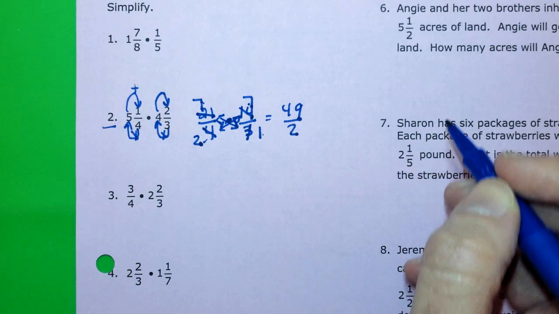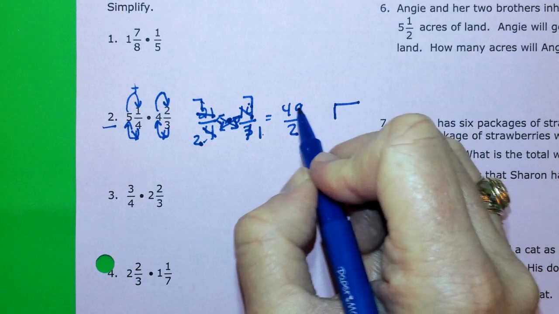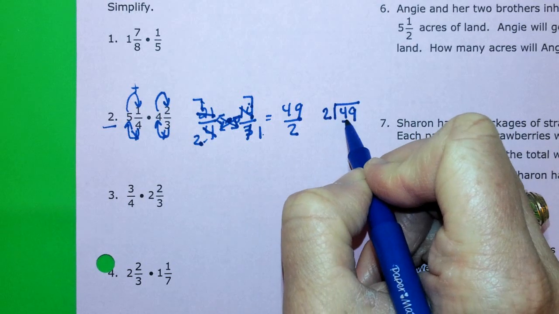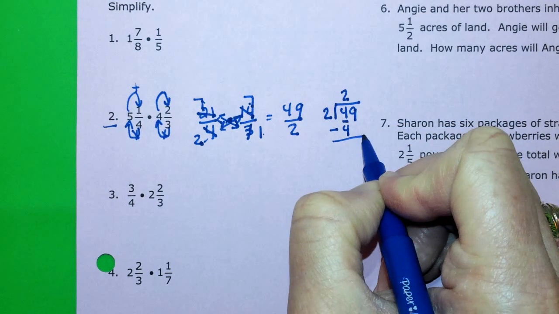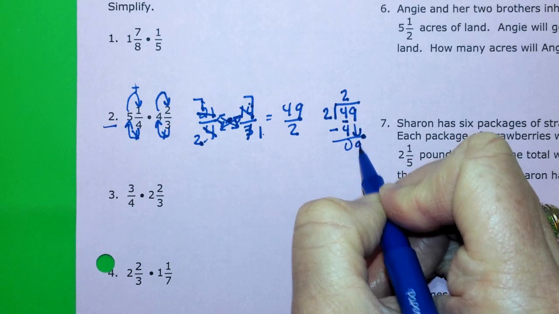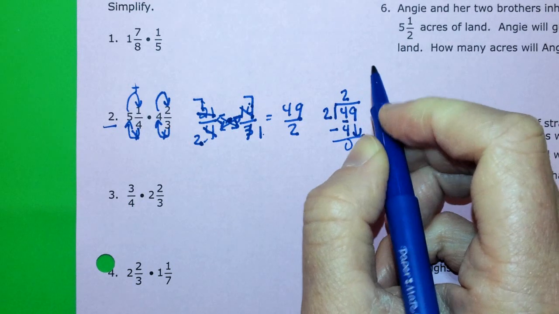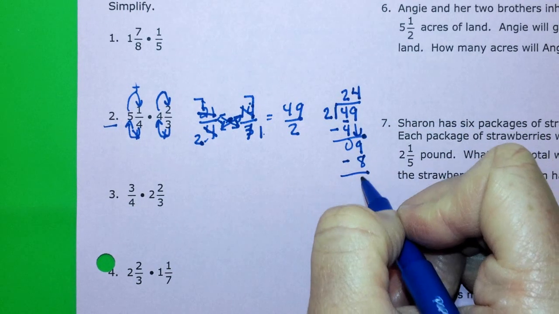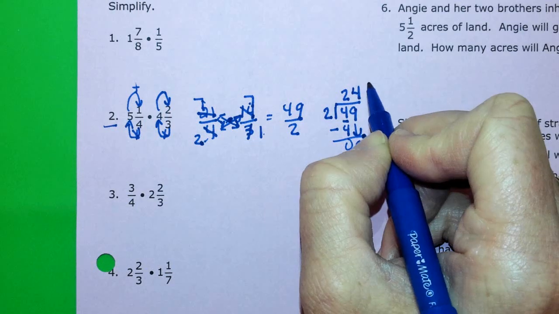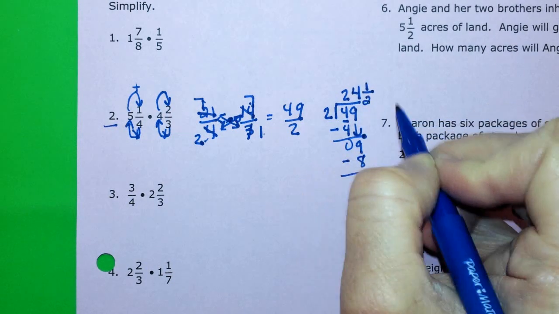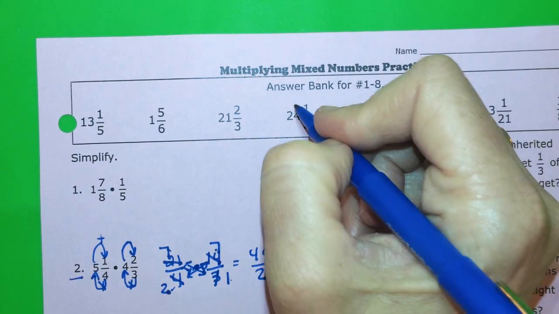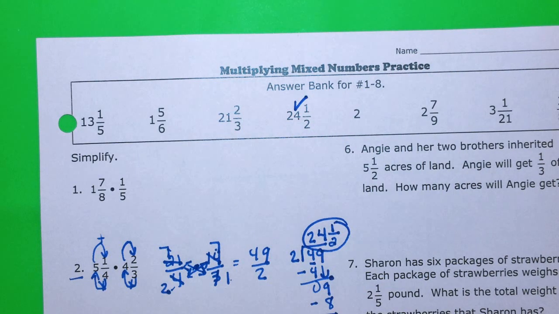So how do I do that? I do that using top dog in the house. So my 49 goes inside of the house, and it's divided by 2. I know 2 goes into 4 2 times. Subtracting that 4 gives me 0, and I'm going to bring down this 9. And 2 goes into 9, you guessed it, 4 times, so subtracting 8, leaving me a remainder of 1. Now remember, that remainder becomes my numerator, and I keep my denominator. So my answer is 24 1/2, and if I look at my answer bank at the top, there is my answer, 24 1/2.